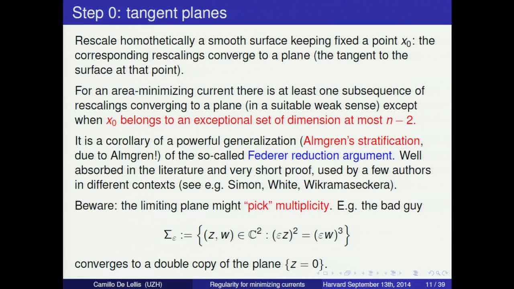Now let me stress that you might actually pick up, when you do this rescaling, a tangent plane with higher multiplicity, although your initial surface had multiplicity 1. If you think about the bad example, the holomorphic curve with multiplicity 1, when you do this zooming procedure at the singularity, you will see in the limit 2 copies of the plane z equals 0, of the complex plane z equals 0. So although the initial algebraic surface had multiplicity 1.